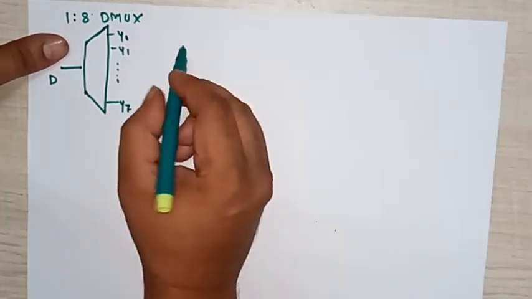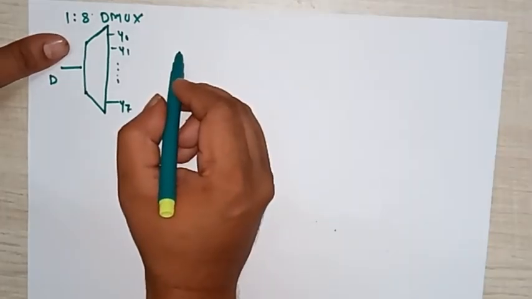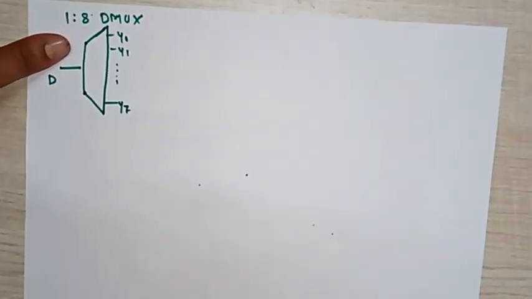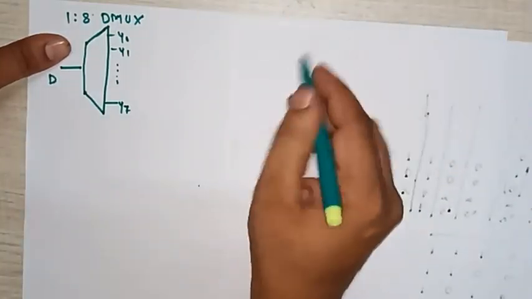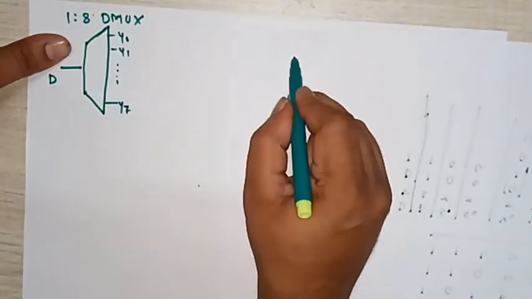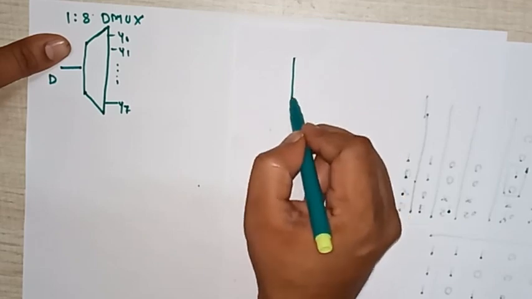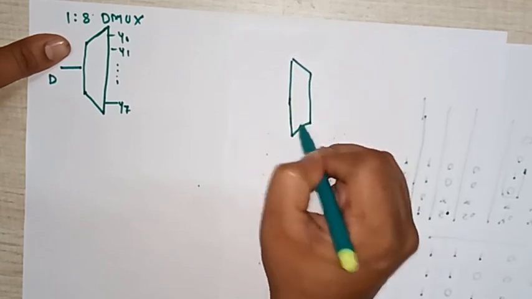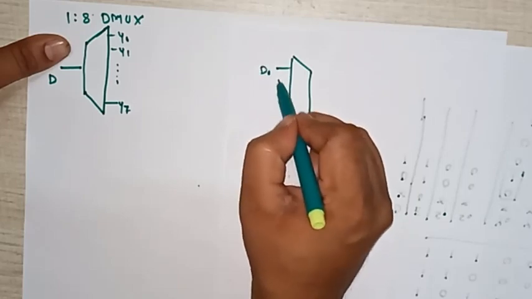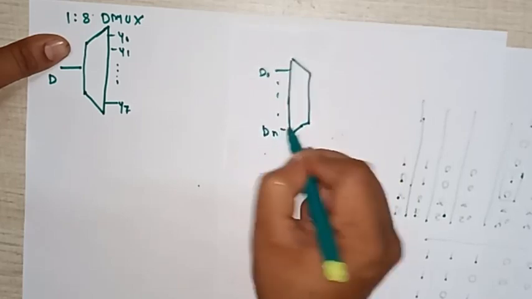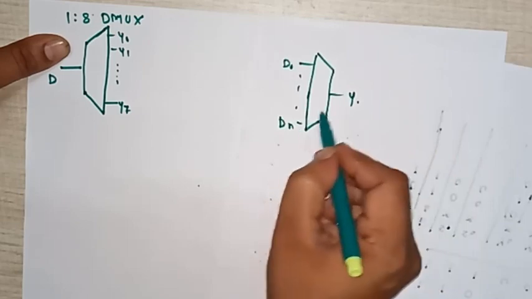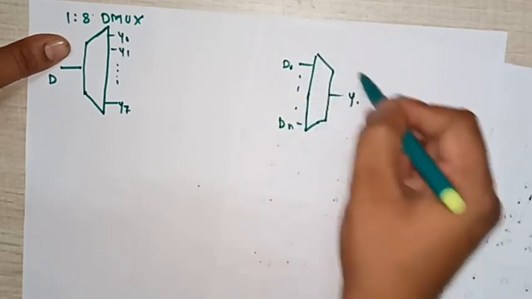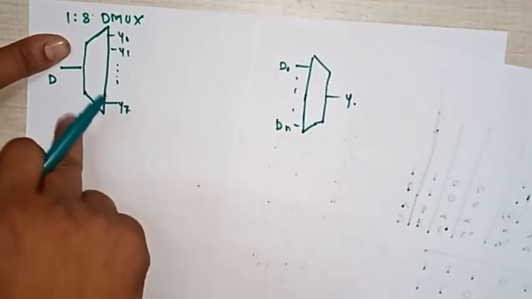And what is the symbol of a multiplexer? The multiplexer symbol is opposite to this one. This is D0 up to Dn, and this is output Y. So this is the symbol of mux, and this is the symbol of demux.